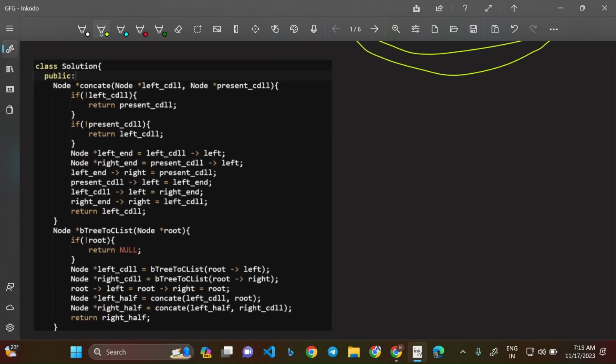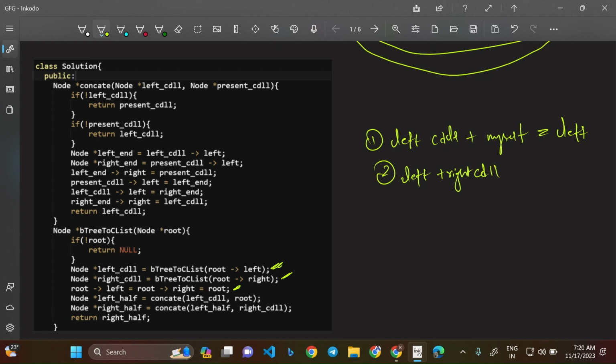Let us go through the code. Firstly, I'm calling the recursion on my left tree and my right tree. I'm going to get the left CDLL, the left linked list, and the right linked list. Initially, my root, the node that I'm standing on, has its left and right pointers pointing to itself. Now I'm going to concatenate the left CDLL and myself. So the first step is left CDLL plus myself, and after getting this, let us assume this is the complete left. Now left plus right CDLL, and after these 2 transitions, we are going to return the CDLL.